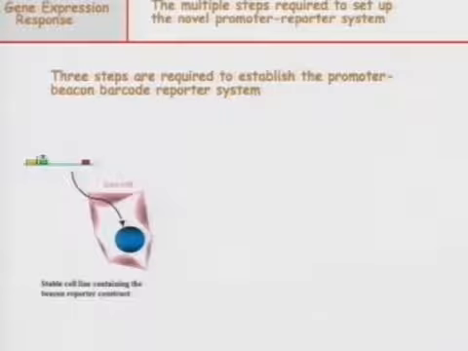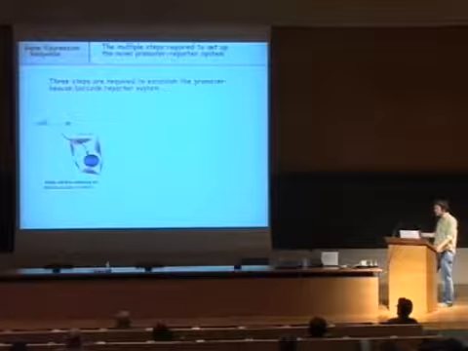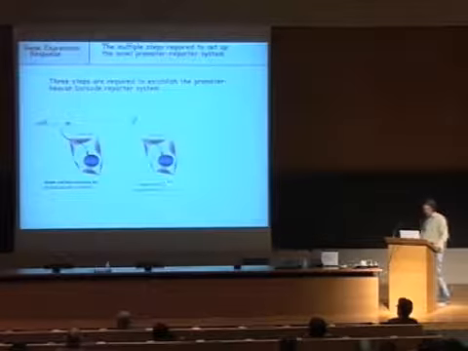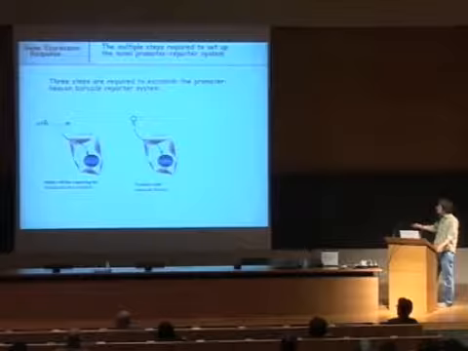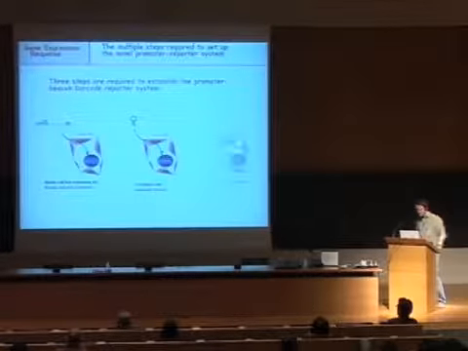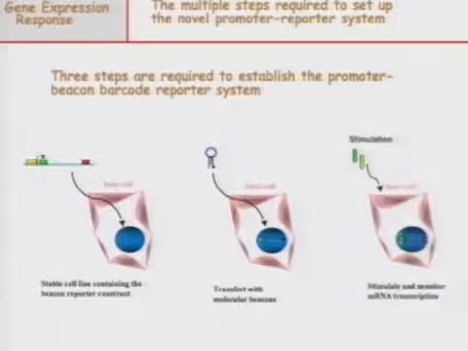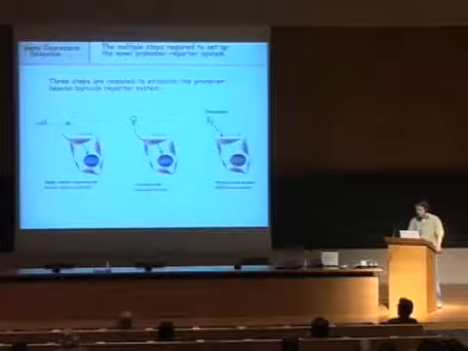And then we were able to set up the following assay. We put our constructs with the promoter-beacon binding site fusions into our cells and generated stable cell lines. Then we fed these cells with molecular beacons, either by injection or by transfection. And then we stimulate these cells, and we can follow the transcription of mRNA from the specific promoter in real time, with a time resolution between seconds and minutes.